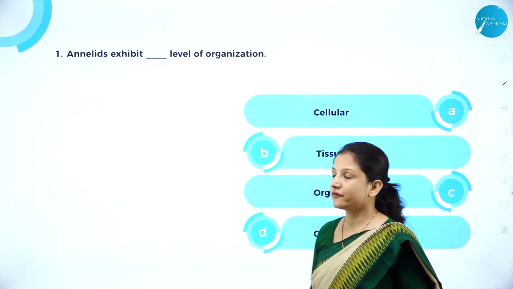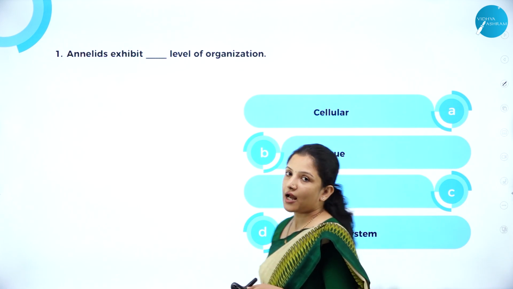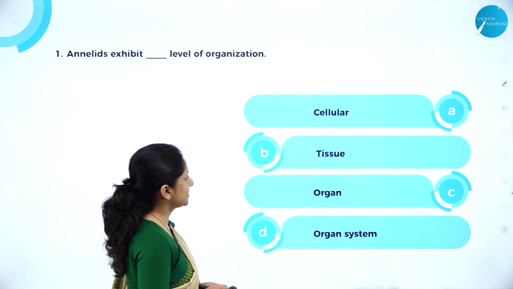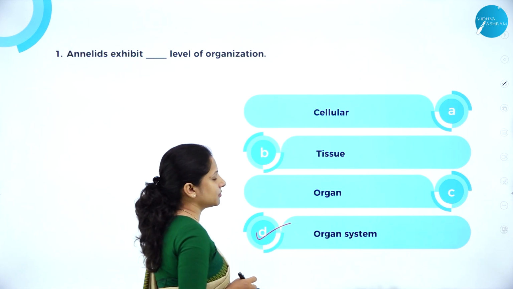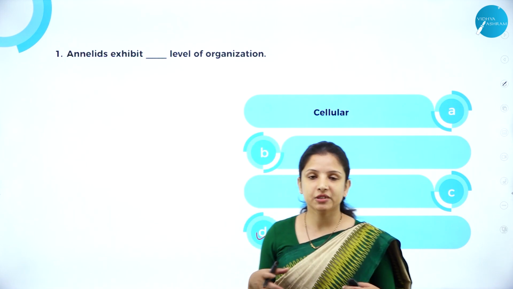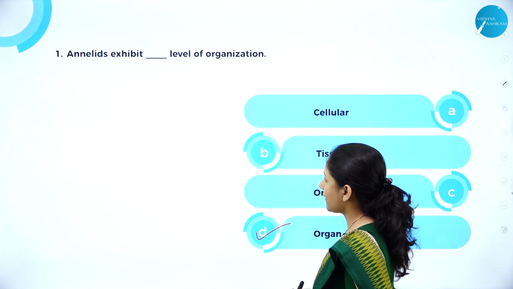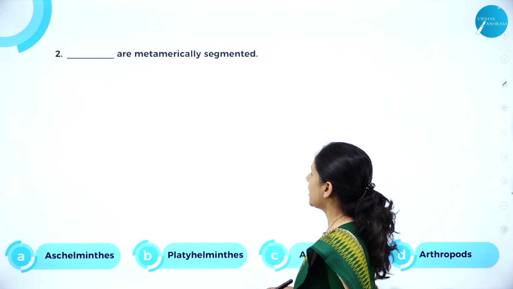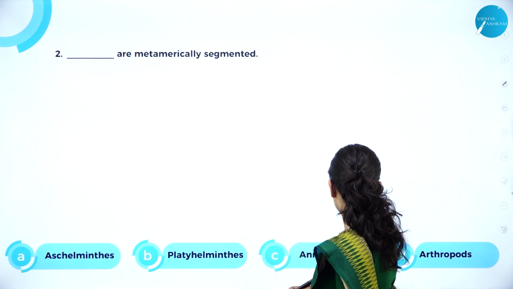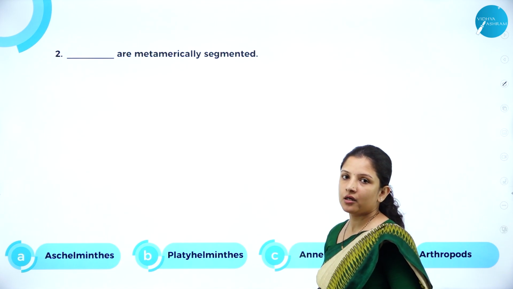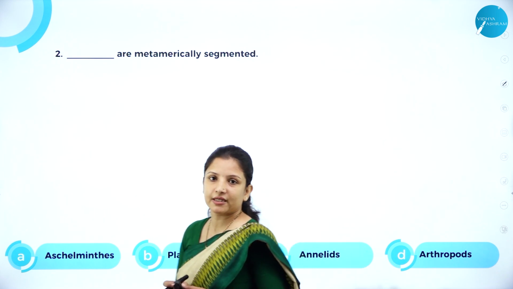Now let's look into some of the MCQs that can be framed under this topic. Annelids exhibit dash level of organization. Is it cellular, tissue, organ or organ system? They exhibit organ system level of organization, wherein specific organs group together to perform a specific function. Next question: dash are metamerically segmented. Is it Aschelminthes, platyhelminths, annelids or arthropods? The Aschelminthes are roundworms which do not have segments, platyhelminths are flatworms which do not have segments.